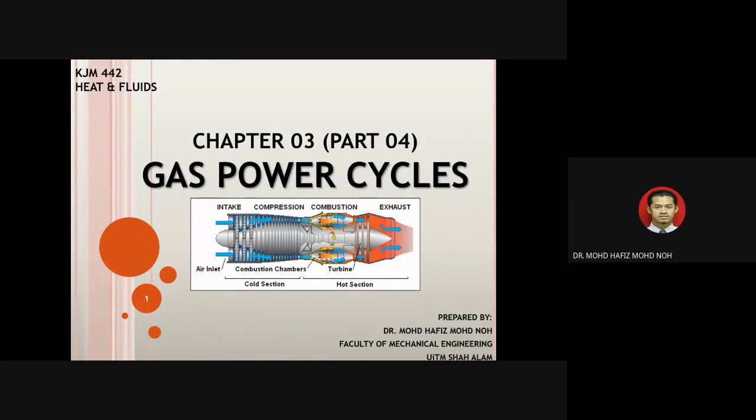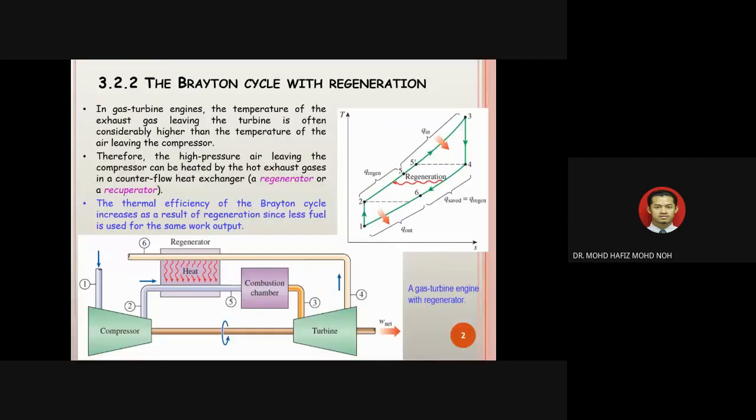So now we meet again. Welcome to chapter 3 of gas power cycle, for the last part of this chapter, part 4. In this session we will discuss the methods that we use to increase the efficiency of this particular engine. One of the famous methods is called the Brayton cycle with regeneration.